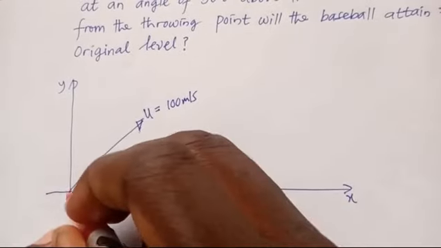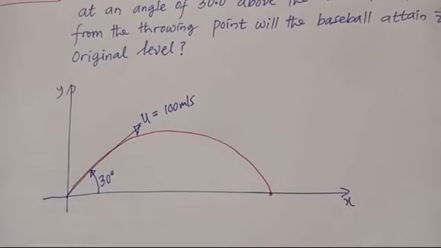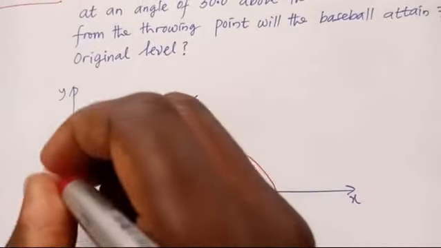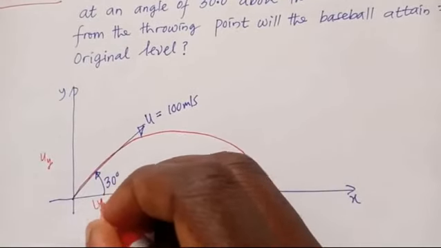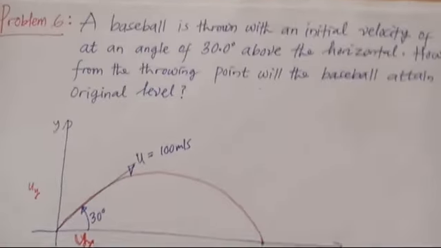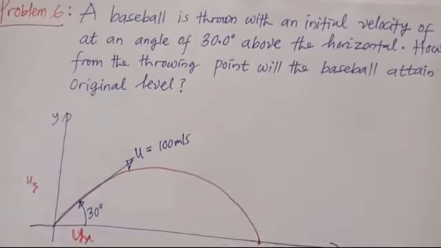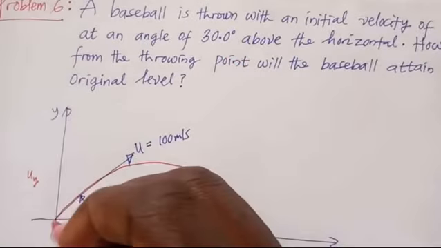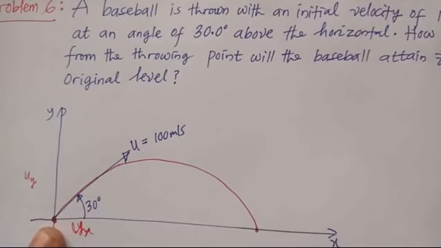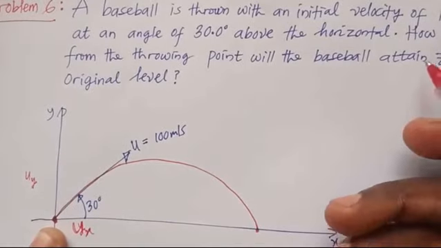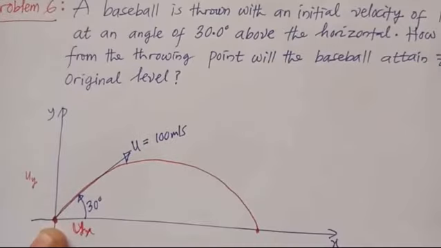So the trajectory is like this. And we know that we have u sub y here. We also have u sub x here. Now, how far from the throwing point? Where is the throwing point? This is the throwing point. How far from the throwing point will the baseball attain its original level? How far?